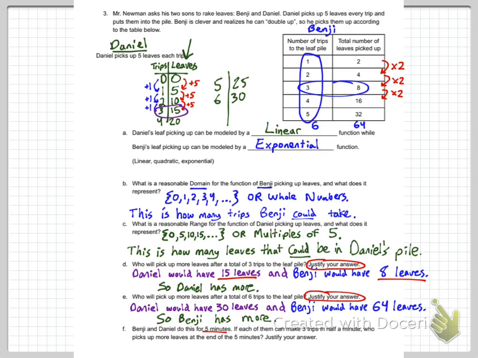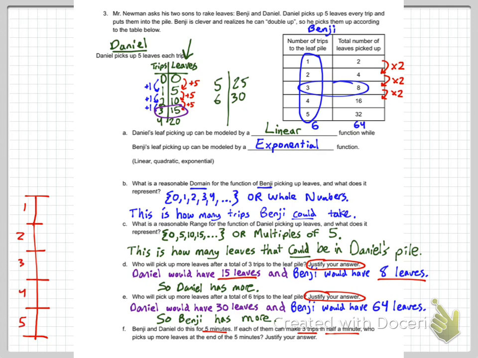Now for the last problem, it says Benji and Daniel do this for 5 minutes. If each of them can make 3 trips in half a minute, who picks up more leaves at the end of 5 minutes? What I would recommend for this kind of problem is drawing a picture. Not of leaves and piles, but I'm going to make a picture here on the left of all the minutes. So we have the first minute, the second minute, the third minute.